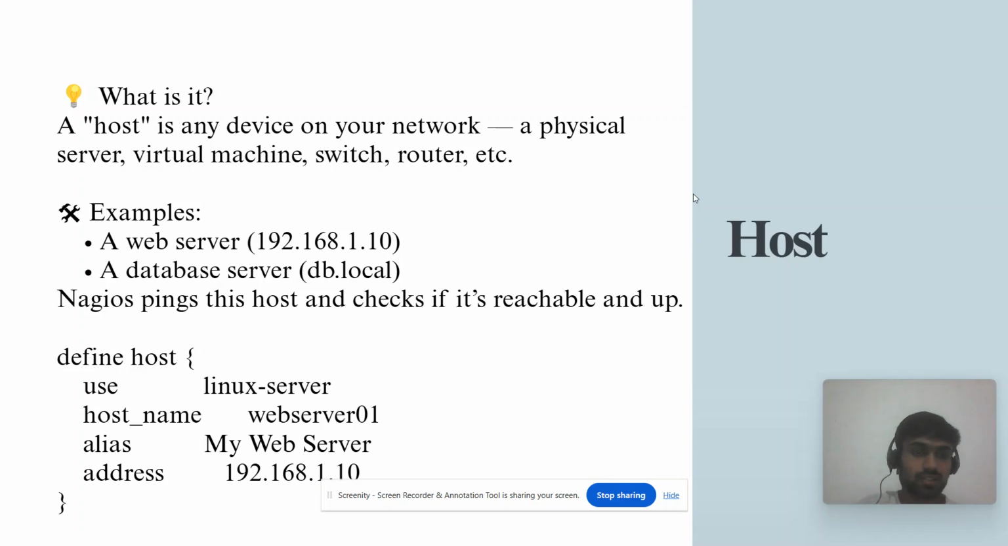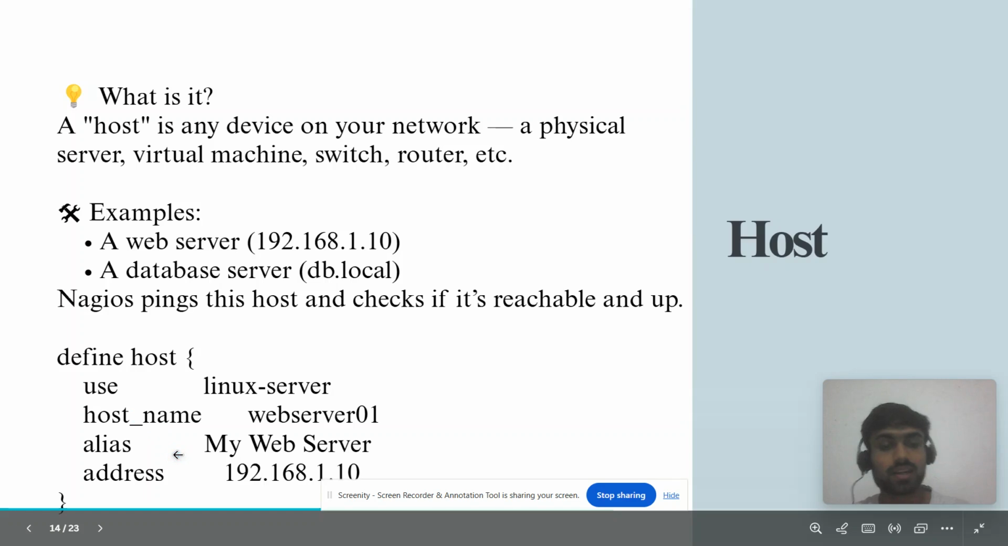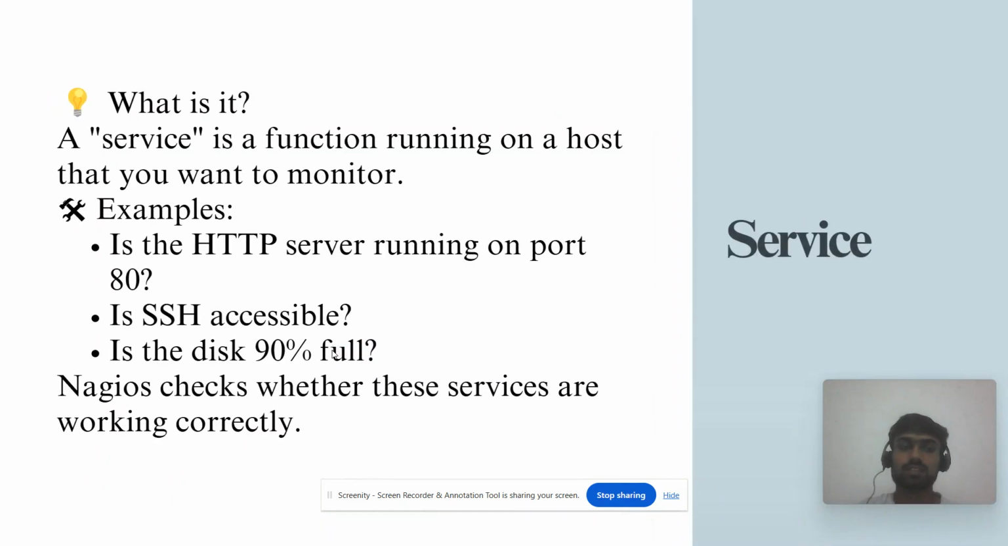Here are the examples. Our web server is there, like you might have seen some of the IP addresses. So a web server is also a host, and a database server is also a host. Nagios pings this host and checks if it's reachable and up or not. This is the syntax for defining a host. Here we can see host name is there, then there are some terms: use, alias, and address. So this is host. Then there is service.